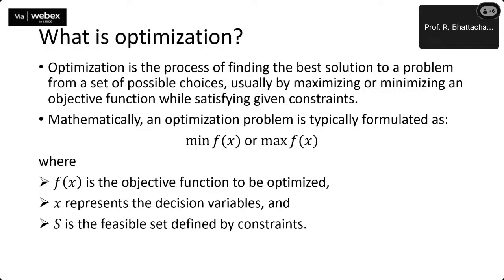So what is optimization ultimately? It is the process of finding the best solution to a problem, from a set of possible choices, usually by maximizing or minimizing an objective function. An optimization may be maximization of a problem, or it may be minimization also, while satisfying certain constraints. The solution should satisfy certain constraints. Mathematically speaking, it is min of f(x) or max of f(x), where f(x) is an objective function to be optimized, and x represents the decision variables. We will use a vector here, and S is the feasible set defined by the constraints. So this is in short an optimization problem.